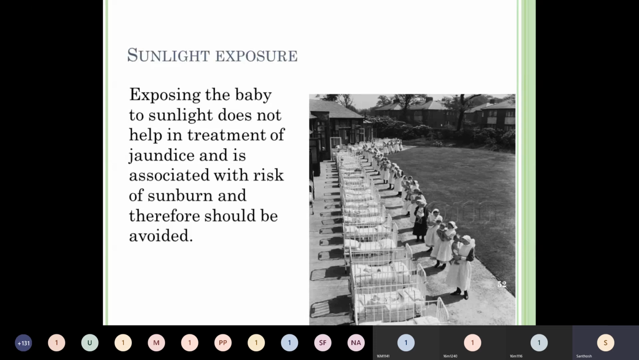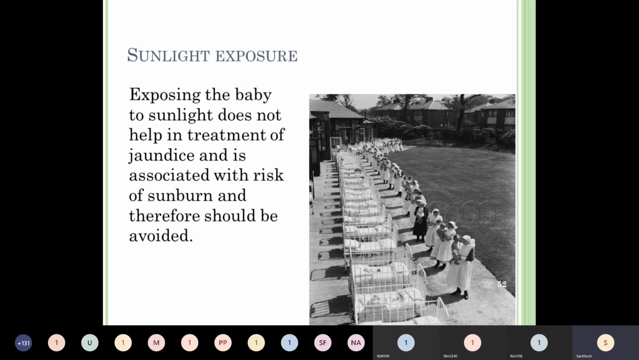Now, you must have heard the grannies telling, keep the baby under the sun and the jaundice will go off. Is there any role of sunlight? Yes, sunlight does contain ultraviolet rays, but if you keep the baby under the sun, there is a risk that the baby can have sunburn. Therefore this is not the optimal mode of treatment and should not be advised. The baby may get, if you keep it under the early morning sun, what happens?